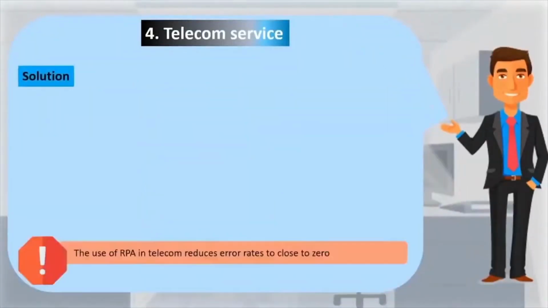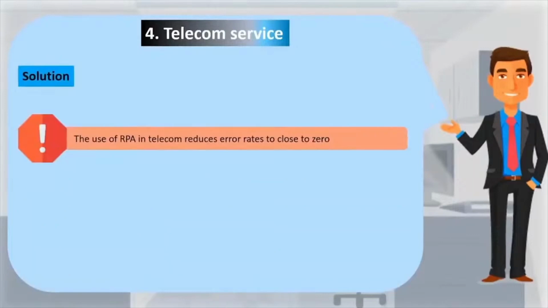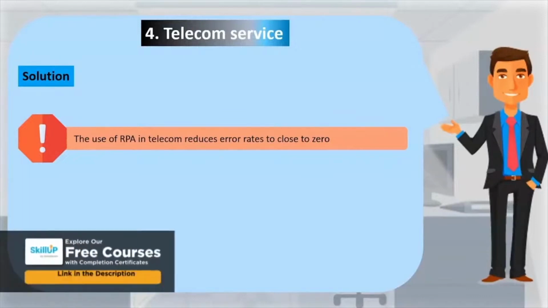Solution: the use of robotic process automation in telecom reduces error rates to close to zero, improves data quality, improves customer service, and increases operational efficiency, all while contributing significantly to cost reduction.